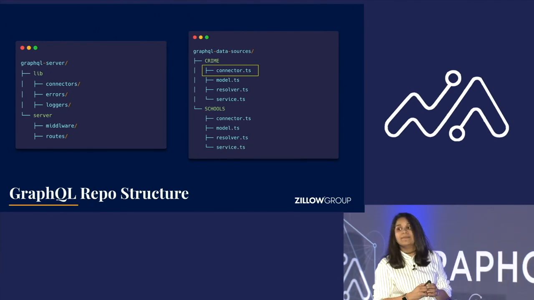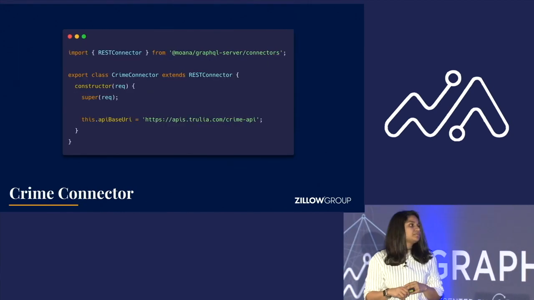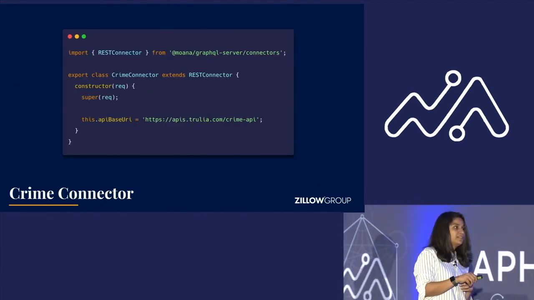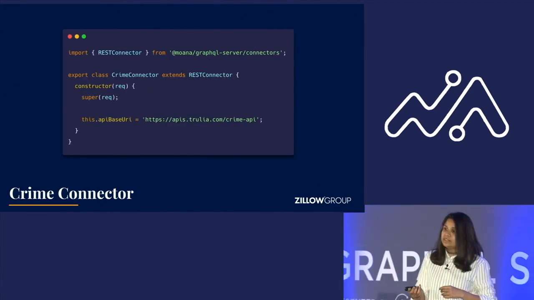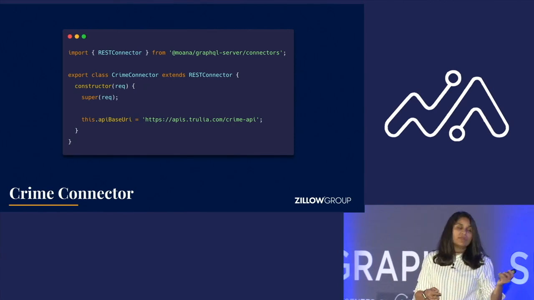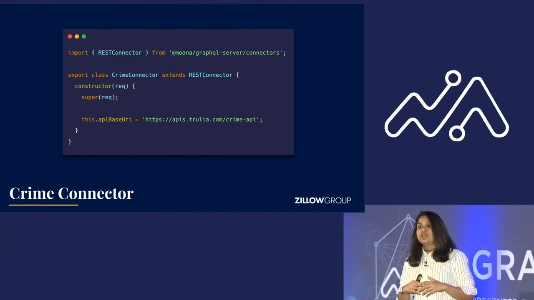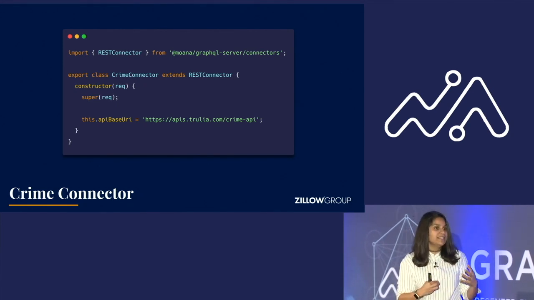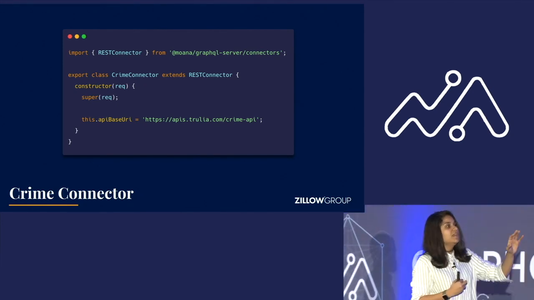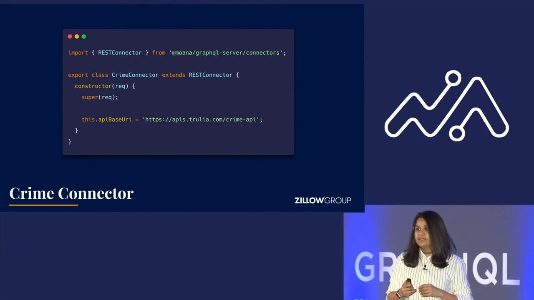We were looking at this repository structure before, and we have different data sources. Let's look at how the crime connector uses the REST connector. So the crime connector just extends the REST connector and passes in a URL to the crime API. So if we need to pass in any custom headers or some more configuration is needed to access the backend server, the general REST connector handles that.